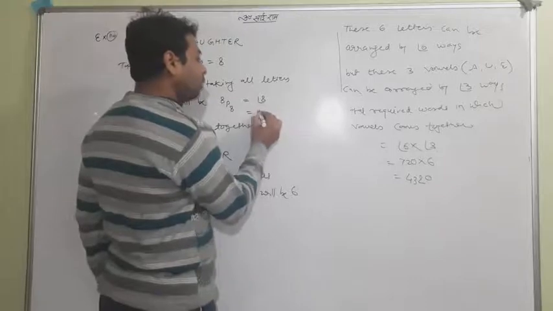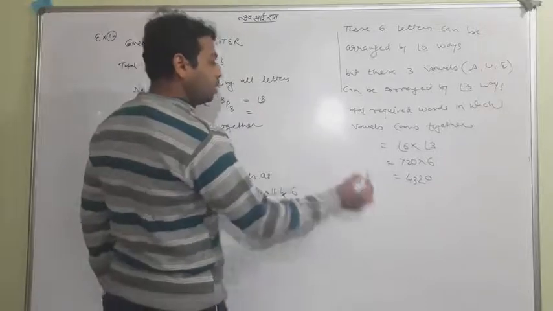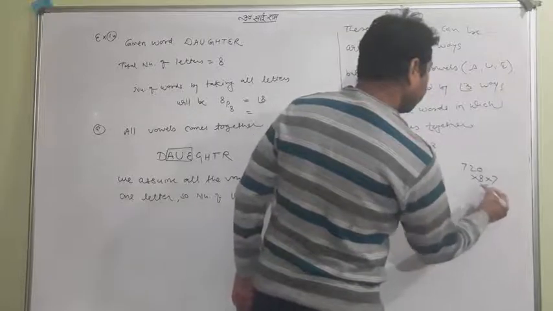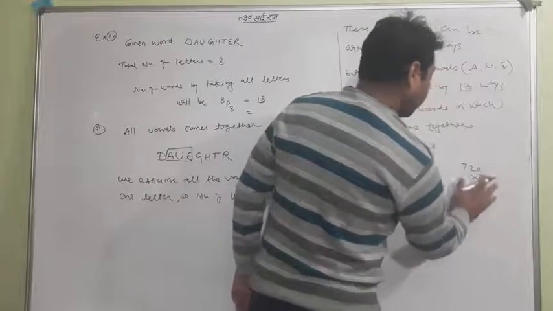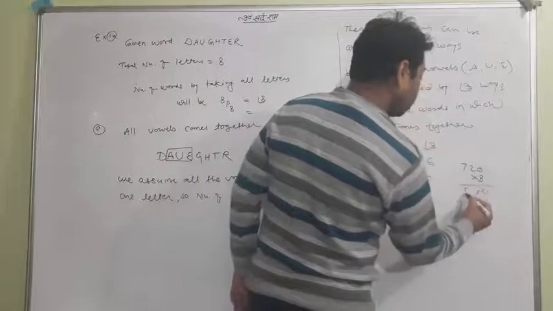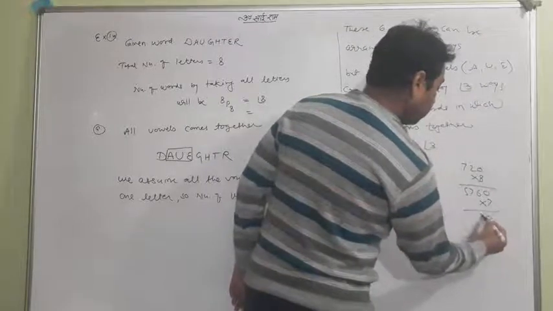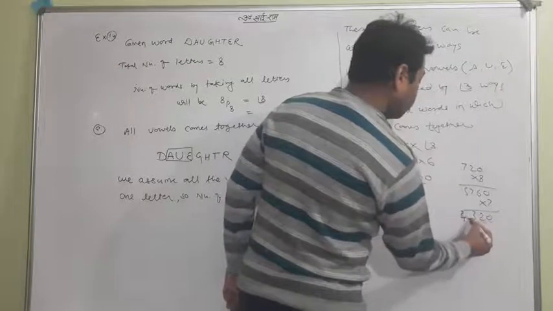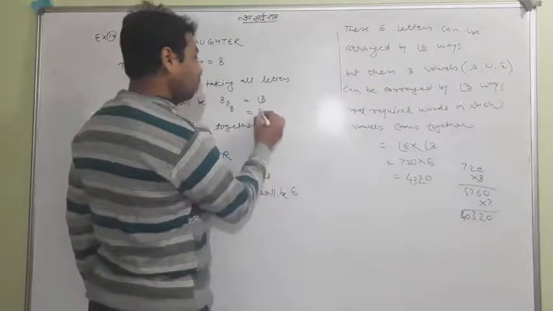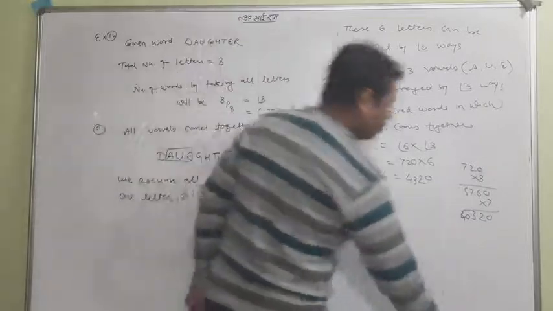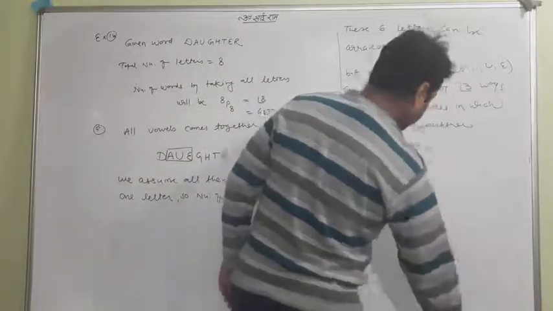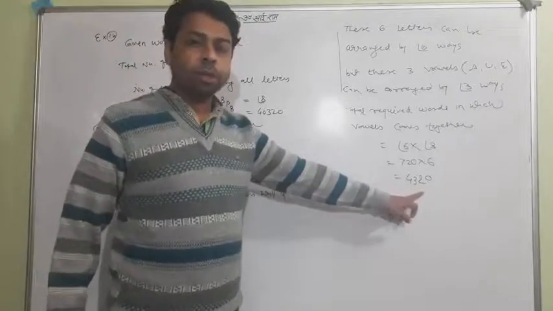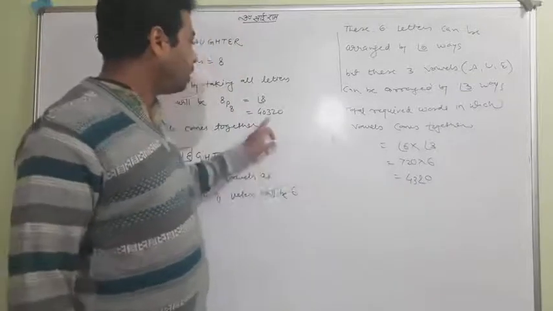Look here, this is the whole answer. I'm writing the whole answer: 720 into 8 into 7. So first of all I'll multiply by 8 and then 7. 4320, and a calculation mistake may be there. Please resolve it by your side. So these were the words in which A, U, E came together. These are the total ones.